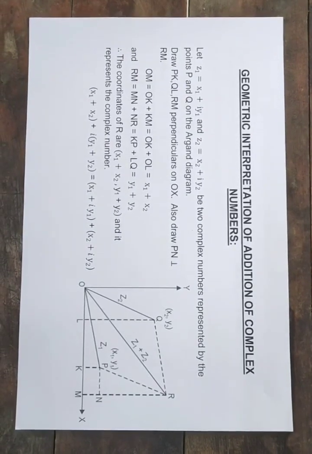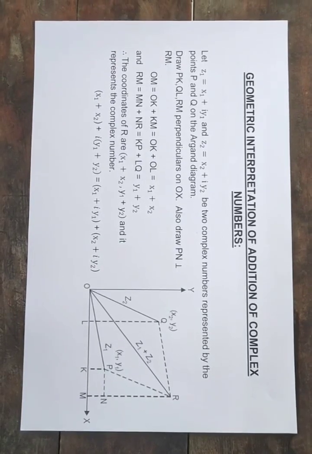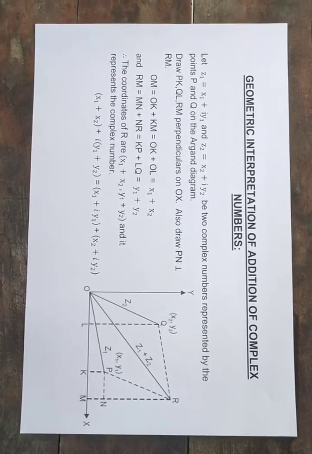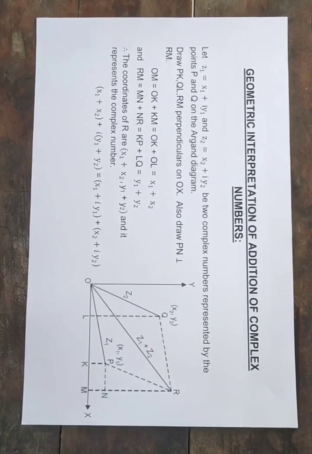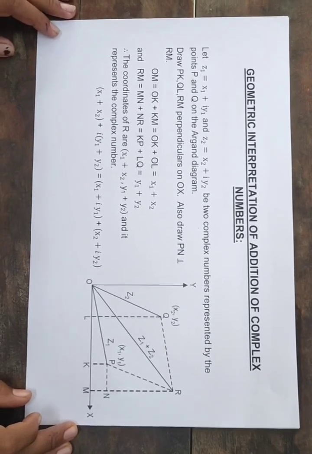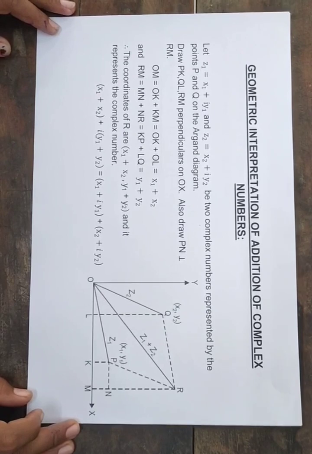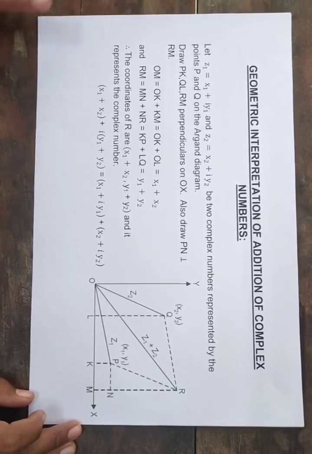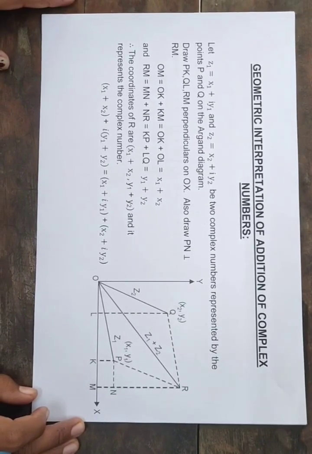Firstly, we are going to understand what complex numbers are. Complex numbers are the addition of imaginary and real parts. Let z1 is equal to x1 plus i y1. This is a complex number. We are taking two complex numbers represented by the points P and Q on the Argand diagram.